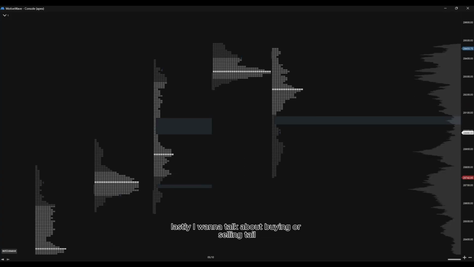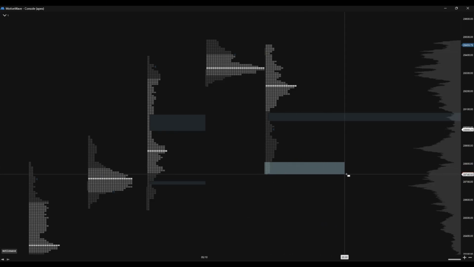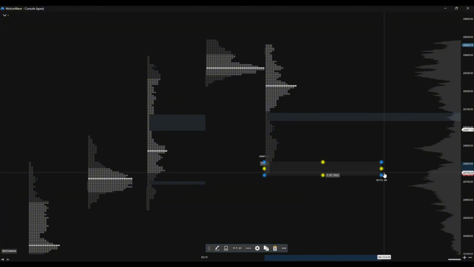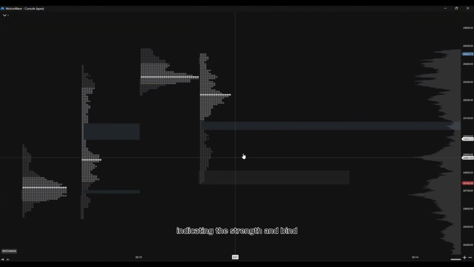Lastly, I want to talk about a buying or selling tail. A tail is formed at the extreme of a TPO when price moves to a level and gets immediately rejected so fast that only one or two letters print before the market turns around. So here we can see we have a buying tail at the low, indicating the strength in buying.